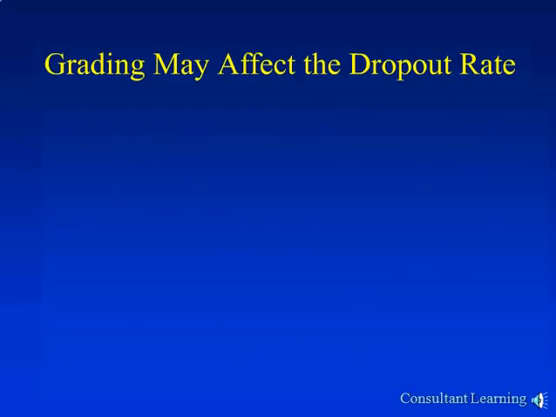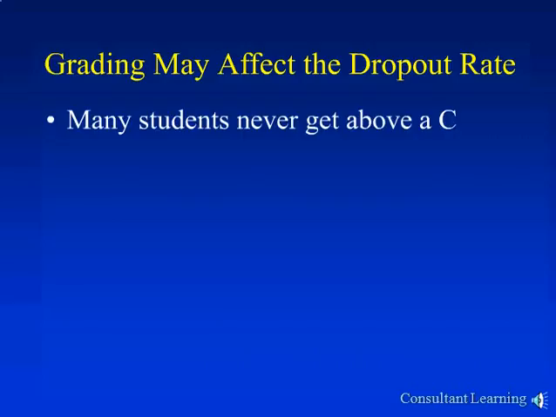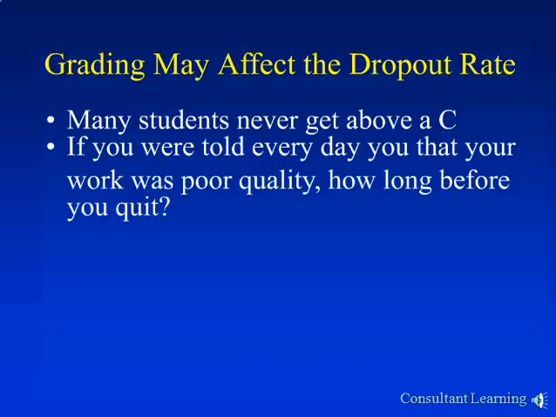Although I'm not sure this has ever been thoroughly studied, I believe that our traditional grading method may be contributing to the high dropout rates in today's high schools. Just look at it logically. Many students never get above a C. We all know that a C means that the work is mediocre to poor quality. If you were told every day that your work was poor quality work, how many years would it be before you quit and tried to find something you could do well?